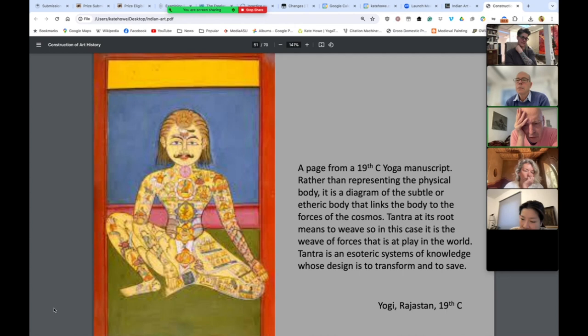We tend to just hear of Tantra as being a form of sophisticated sexual practice. But it's a form of esoteric, it's called left-handed Buddhism or Hinduism. It's simply secret knowledge. Next.